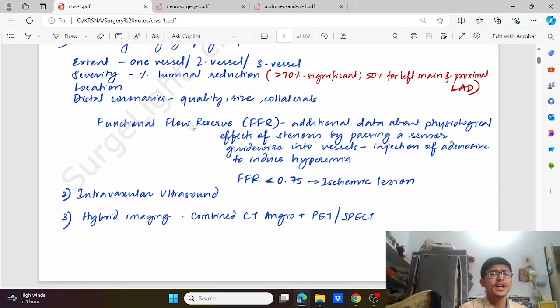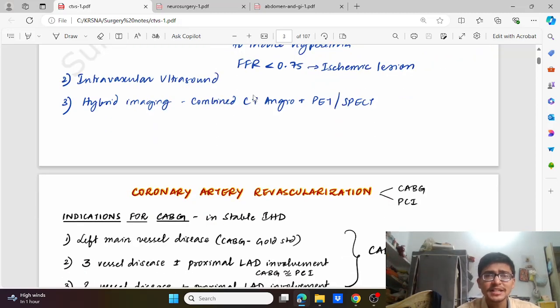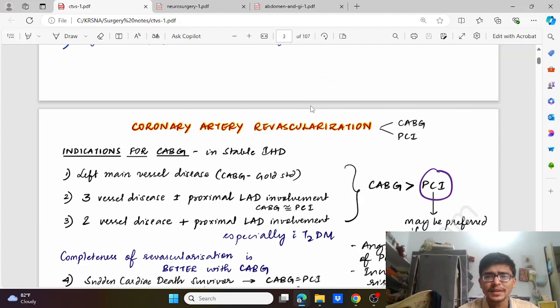An important point which we have to understand is the fractional flow reserve, which gives additional data about the physiological effects of the stenosis. It passes a sensor through the guide wire into the vessels and injects adenosine to induce hyperemia. So if the fractional flow reserve is less than 0.75, then there is an ischemic lesion. Then we have intravascular ultrasound, and hybrid imaging in the form of CT angio along with PET or SPECT CT.